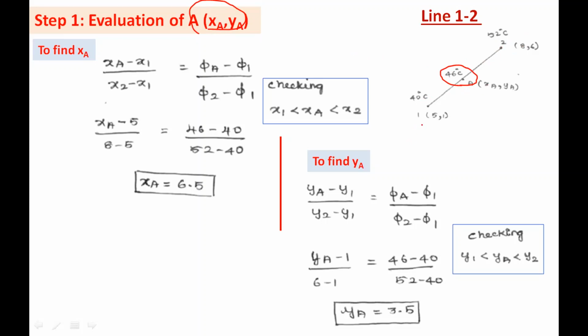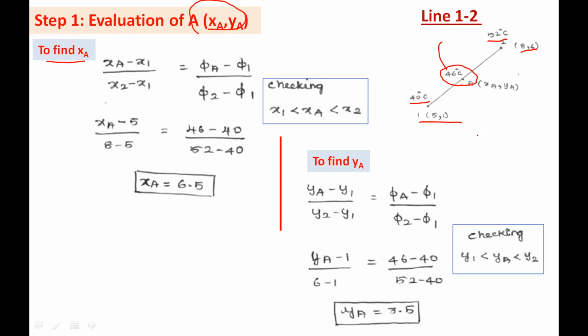We have the nodal coordinates: node 1 is (5, 1) and node 2 is (8, 6). The nodal temperature at node 1 is 40 degrees Celsius, and at node 2 it is 52 degrees Celsius. In between nodes 1 and 2 we have a point A in which the temperature is 46 degrees Celsius. Now how to find XA, YA? First we will take XA.